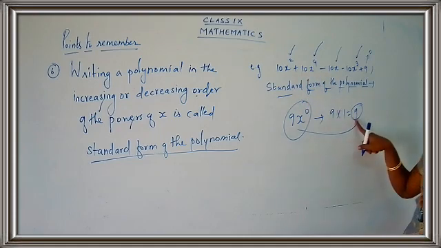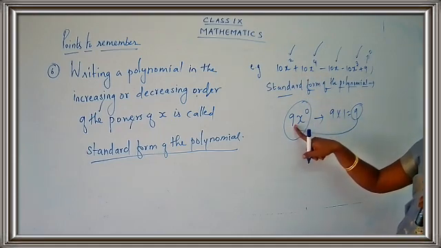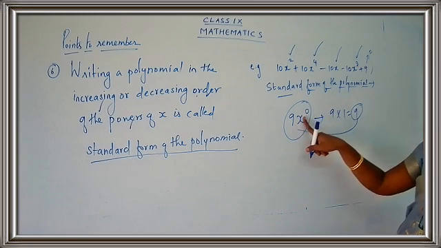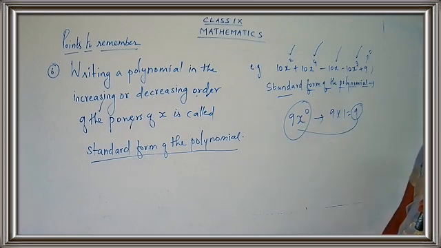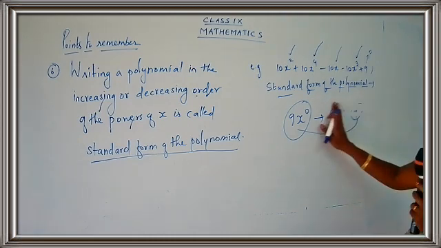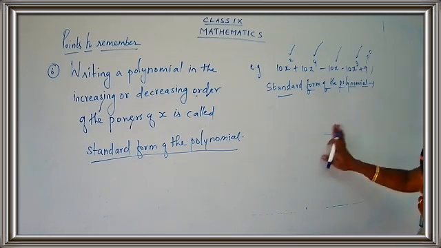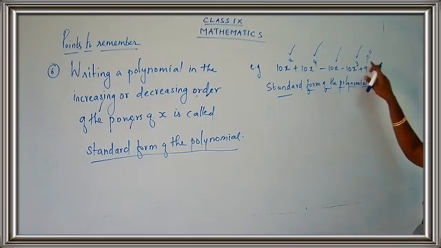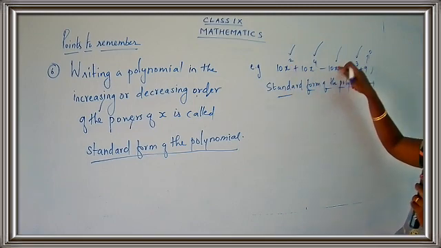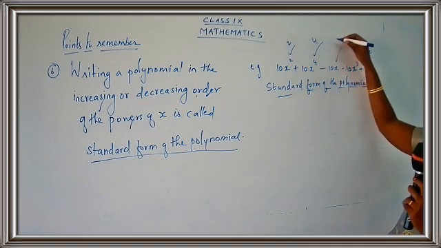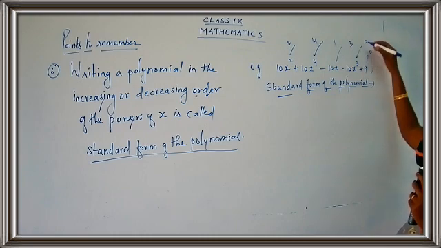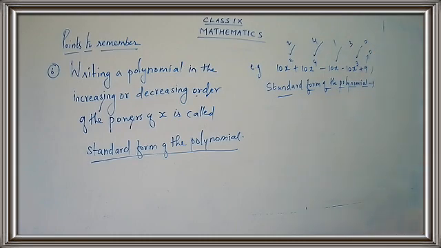So 9 is with the variable x, and what is the power of that x? It is 0. Getting the point, children? So 9x raised to 0 is 9 into 1, which is equal to 9. So the powers are 2, 4, 1, 3, 0. We are going to write in increasing order and decreasing order.